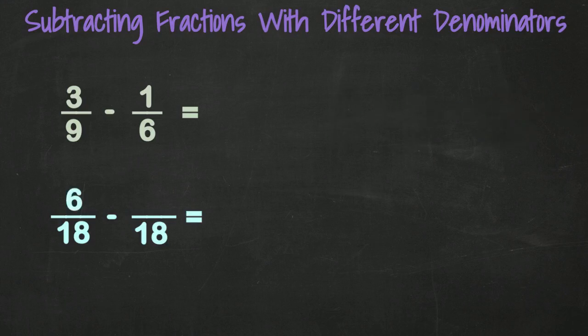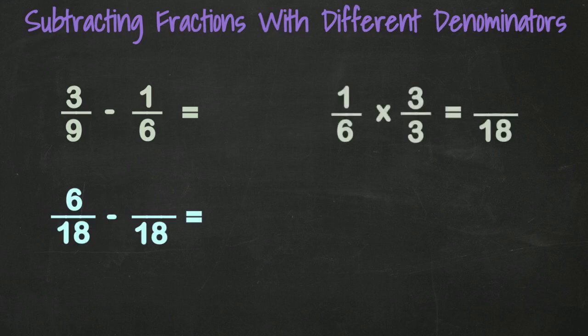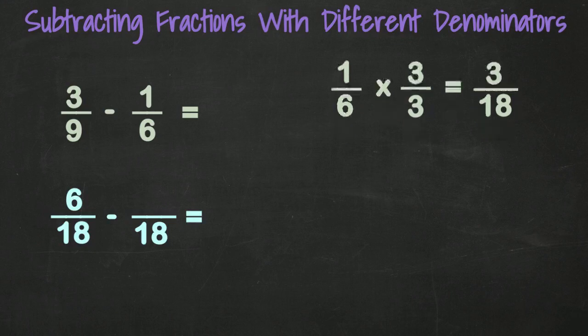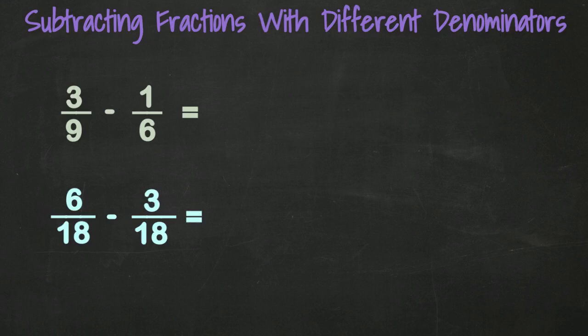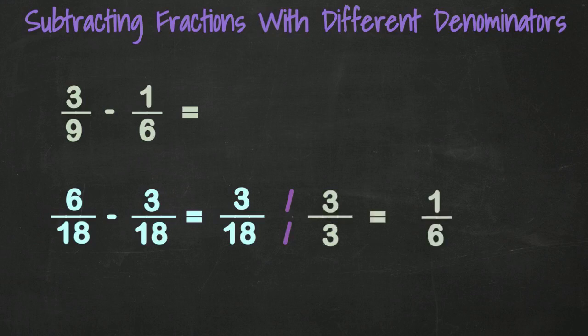For our second fraction, we can convert it to an equivalent fraction of something over 18 by multiplying 6 times 3. Since we multiply the denominator by 3, we must also multiply the numerator by 3 to get an equivalent fraction of 3 over 18. Since both of our fractions are now rewritten into a format where they both have the same denominator, we can subtract the numerators. 6 minus 3 equals 3 over 18. We can look at that fraction and see that 3 goes into 18. So if we divide 3 by 3 and 18 by 3, we get 1 over 6.